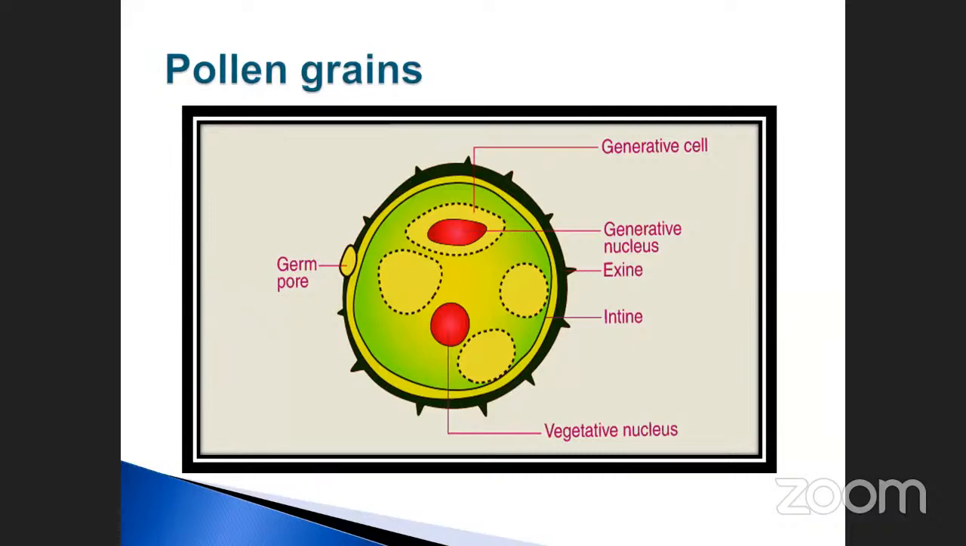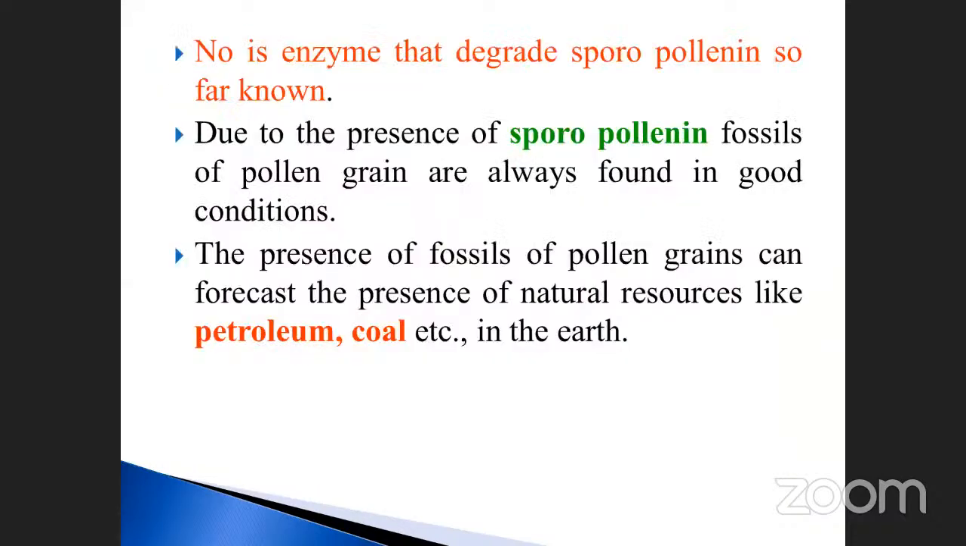This is the tetrad nature, and also note this down. No enzymes that degrade sporopollenin are known so far. It is not easily degraded by any enzymes. There is no report by scientists of degrading sporopollenin so far. This is also a very important thing.